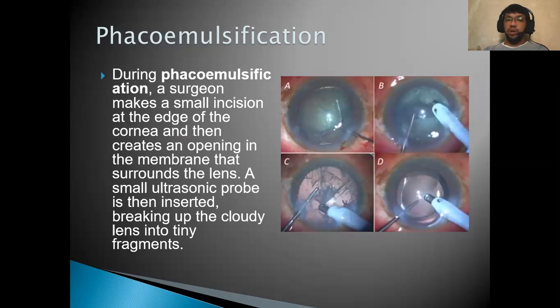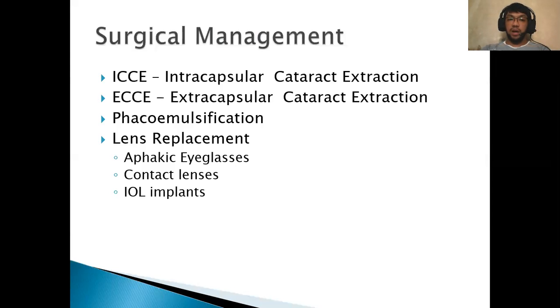Another surgical procedure in cataract is phacoemulsification. During phacoemulsification, a surgeon makes a small incision at the edge of the cornea. It is similar to ICCE and ECCE with IOL implants, but instead of removing the lens, they are going to insert. They make a small incision at the edge of the cornea and then create an opening in the membrane that surrounds the lens. They insert a small ultrasonic probe, which will break up the cloudy lens into tiny fragments. That's how phacoemulsification is done.